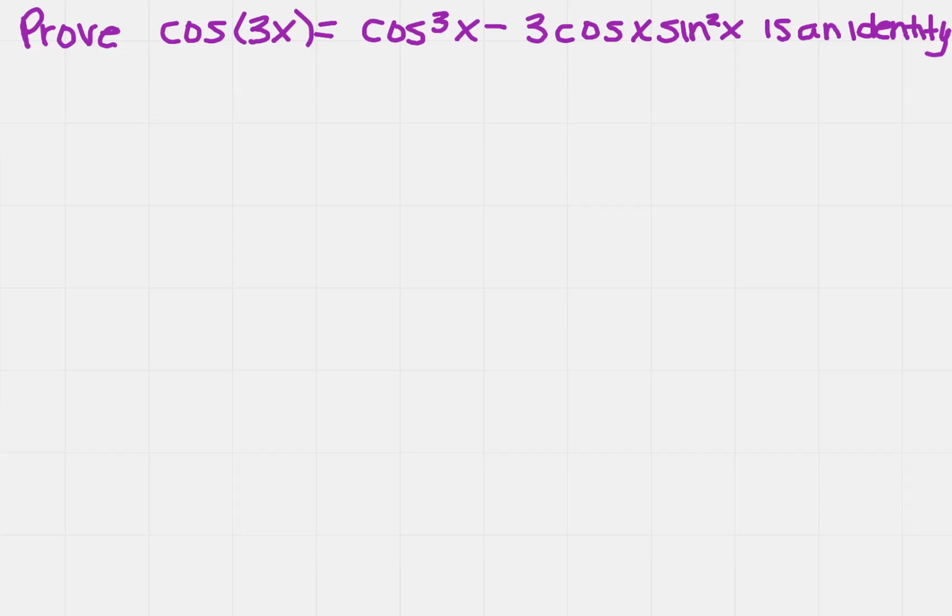Prove cosine 3x equals cosine cubed x minus 3 cosine x sine squared x is an identity. So when I first look at that, I'm a bit overwhelmed, because if I do it as I've done previous identities, I want to look at the more complex side. But I'm thinking, okay, something about double angle identities is really resonating inside of me.